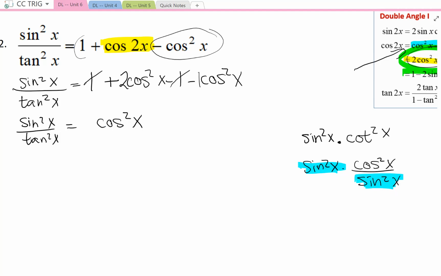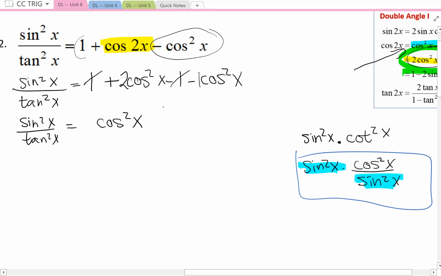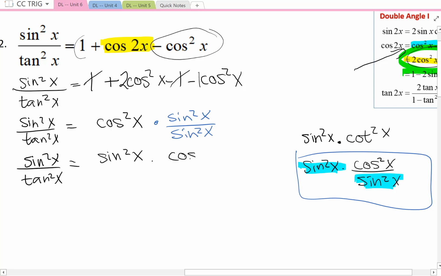So we're going to do the opposite. We're going to actually multiply that in. It looks like cosine squared x needs to be multiplied by sine squared x over sine squared x. And this is a completely okay thing to do in an identity, is to just multiply by a special form of the number 1. The left side is going to stay the same, and the right side I'm going to rewrite as sine squared x times cosine squared x over sine squared x.